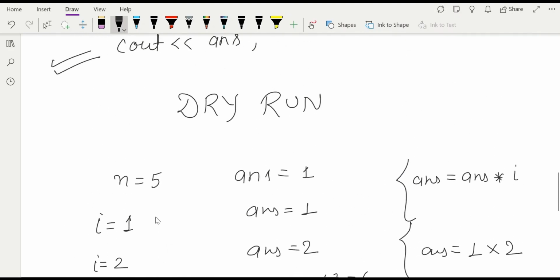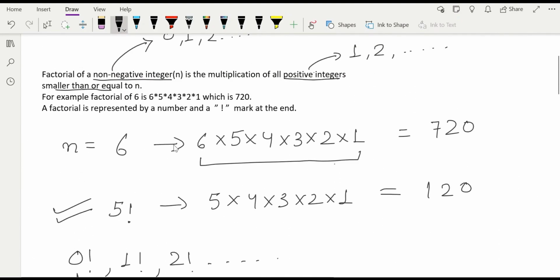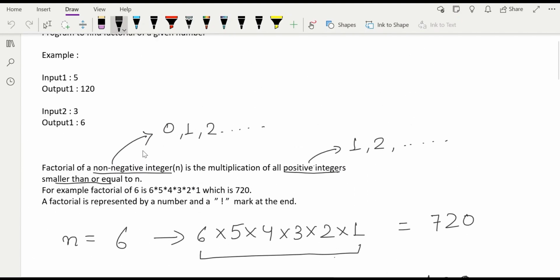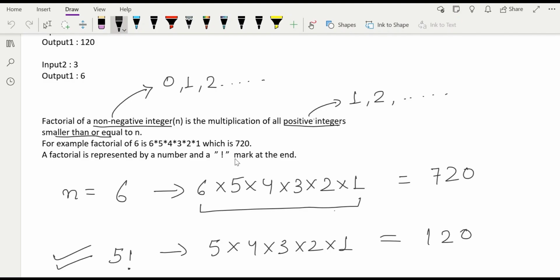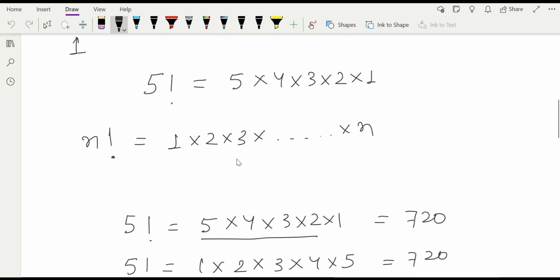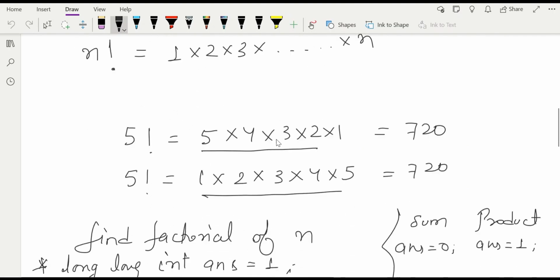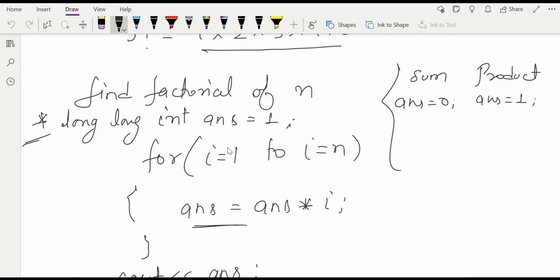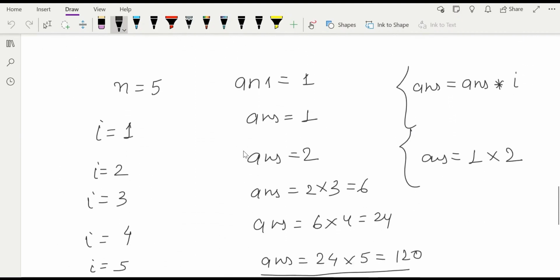So I hope you have understood the definition of the factorial, and you have to carefully remember both the terms non-negative integer and positive integers, or you can simply remember the factorial is the multiplication of all the integers starting from 1 to that number. This is the simpler definition of the factorial, and in a similar way you can simply write the program or the code which is very easy. Okay, so I hope you have understood the definition as well as the solution part. Now let's code it.